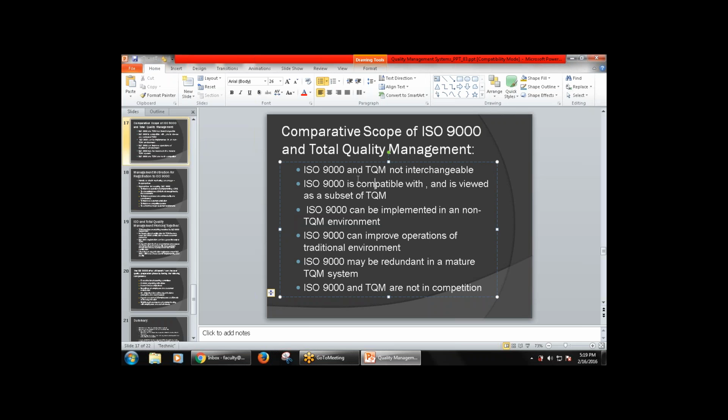Then ISO 9000 may be redundant in a mature TQM system, which will be carried out with the mature TQM system. ISO 9000 and TQM are not in competition.